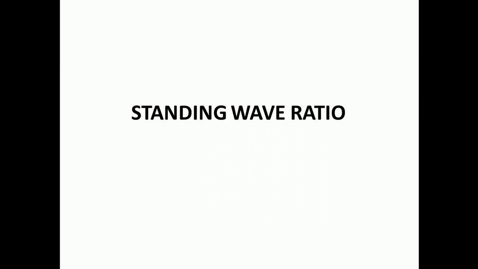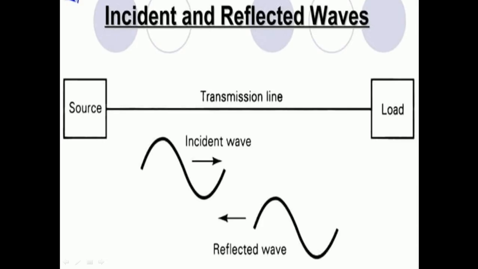Let us start the analysis, a continuation of the concept of standing wave ratio. The condition of standing wave ratio defines the relationship between the reflection coefficient and the standing wave ratio. How do we go into the standing wave ratio? First, we will see the block diagram of a transmission line connected between the source and the load.